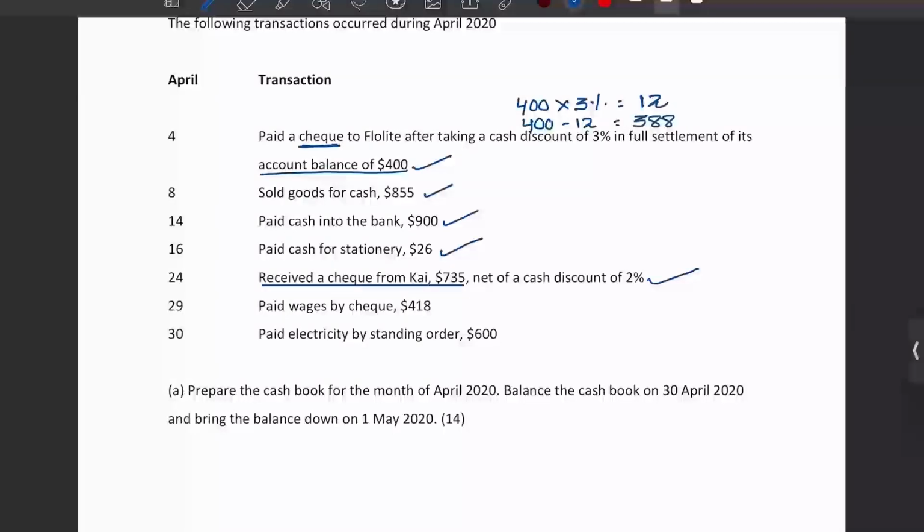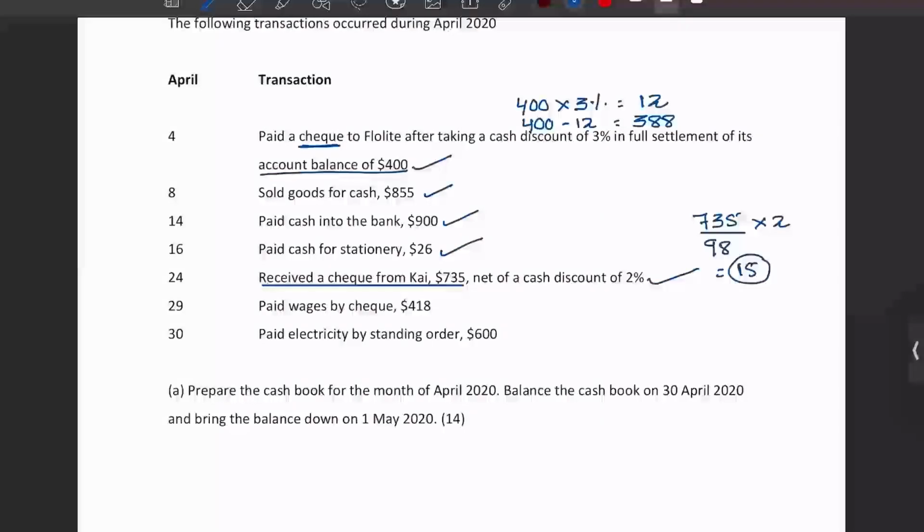So when they give it like this, you know how to find the discount. 735 is after the discount. So then you have to divide it by 98. Very good. From 100, you minus the 2%. That is 98. To find the discount, 2%, multiply it by 2. Answer is 15. Yes, many people got this, super.